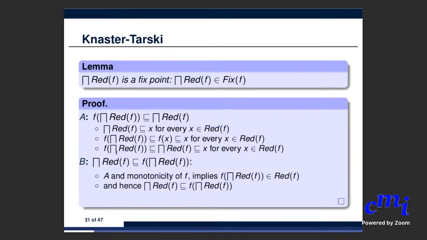Yeah, so this shows that F of red of S is this. So F of red of S is less than or equal to F of this, and that is due to monotonicity. It uses this part, and therefore it implies that F applied to this itself has to be reductive, and since this is the greatest lower bound, this must be less than or equal to that. Yeah.